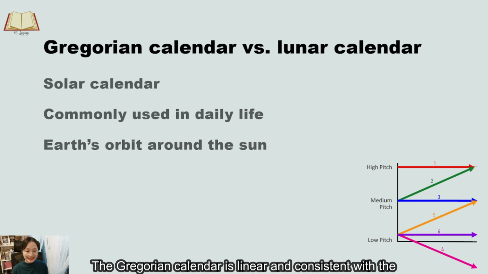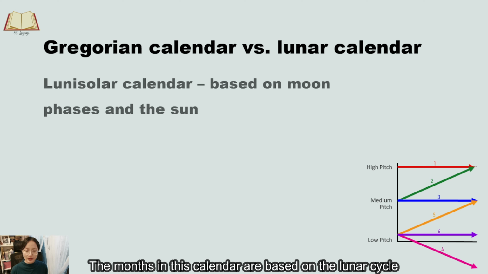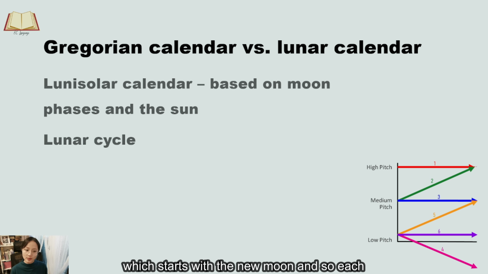Now, the Chinese lunar calendar is also known as the agricultural or the yin calendar, and it is what we call a lunar solar calendar, which is based on both the moon and the sun phases. Now, the months in this calendar are based on the lunar cycle, which starts with the new moon, and so each month is about 29.5 days long. This means that a year is either 12 or 13 months, so it's not as consistent as the Gregorian solar calendar.